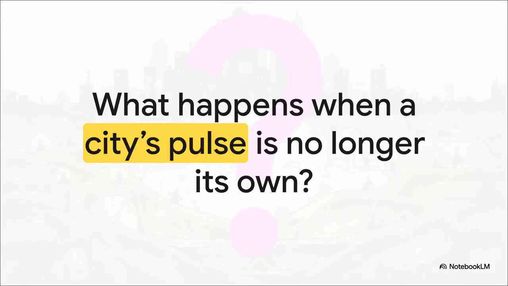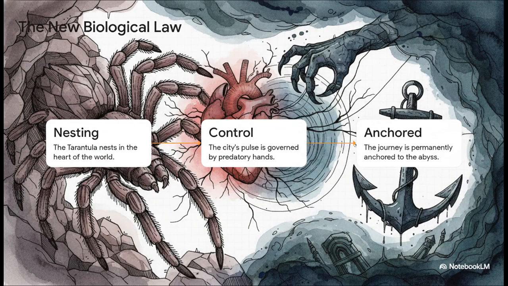This really boils the whole thing down to one unsettling question, doesn't it? What happens to a civilization when its heartbeat, its motivation, its very life force is being controlled by a hidden, predatory power that it doesn't even know is there? Well, the text doesn't shy away from an answer. It lays out a new biological law.